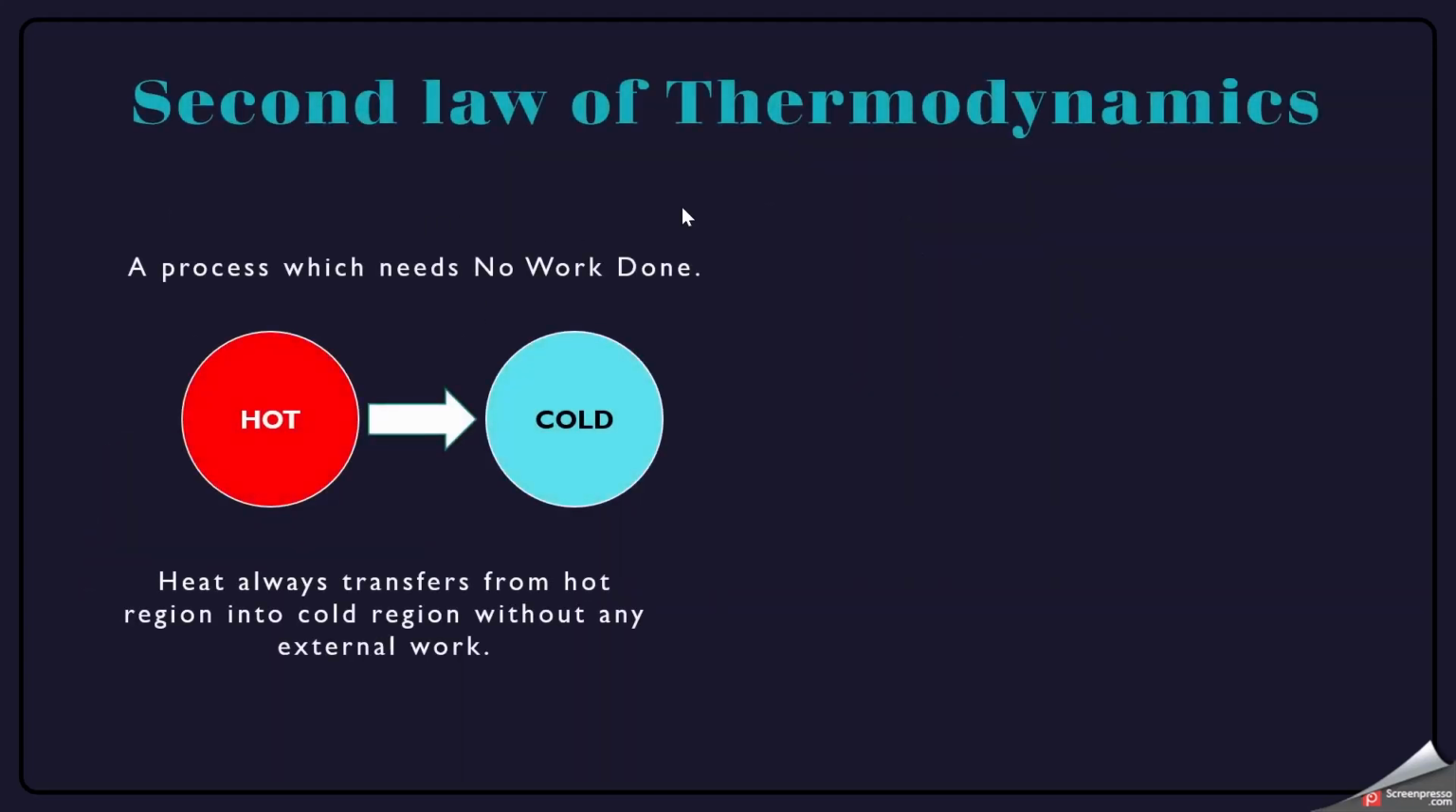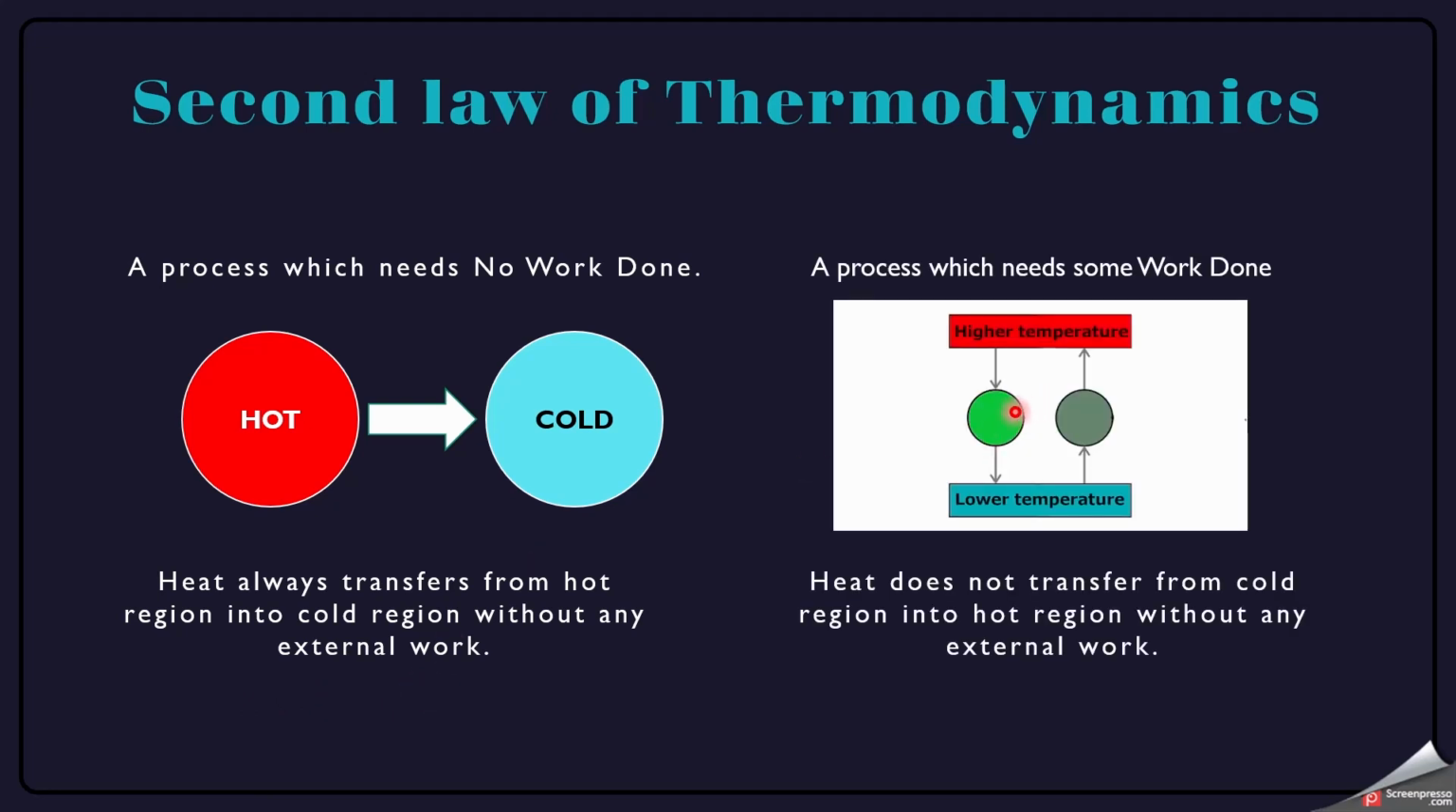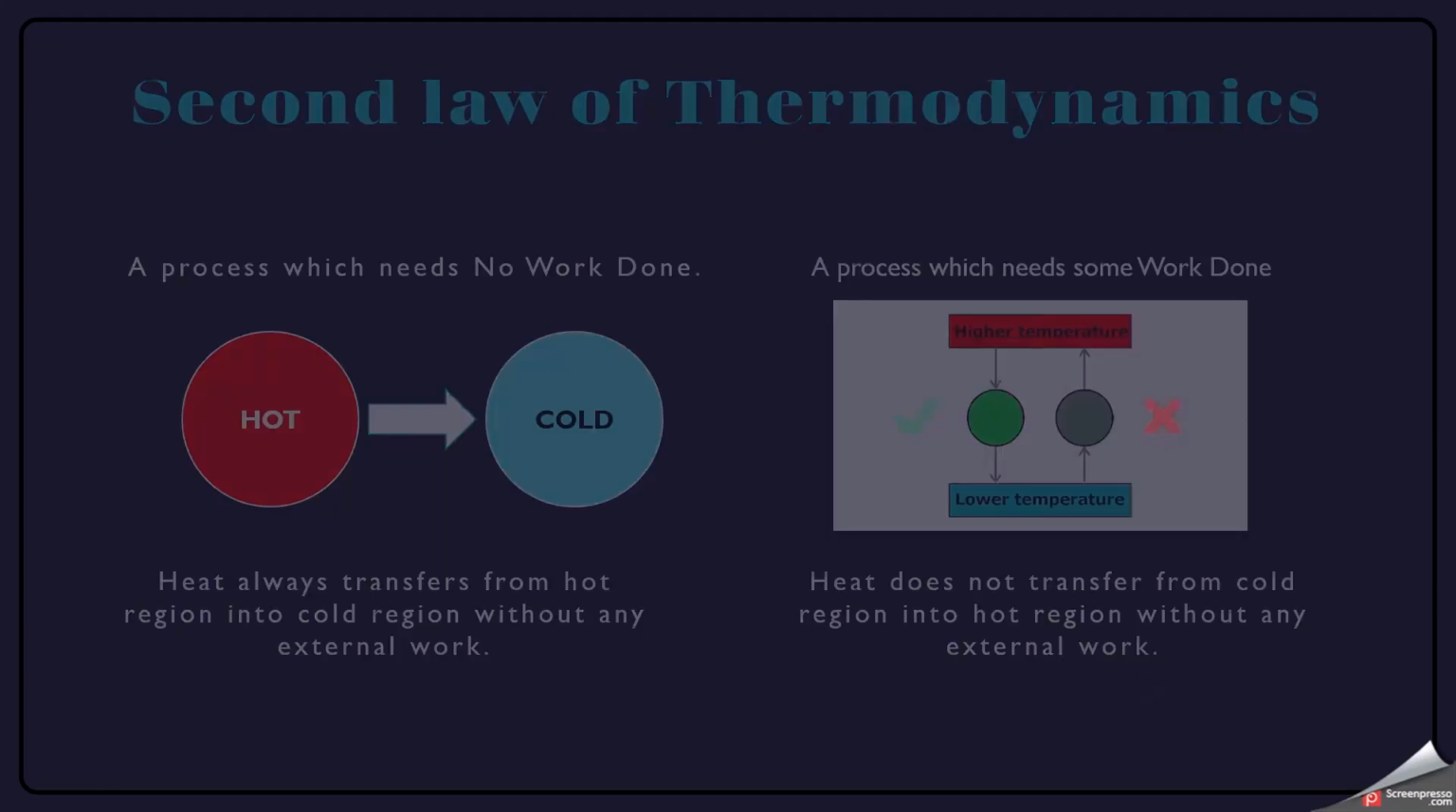Next, second law of thermodynamics. A process which needs no work done. Earlier we have seen an example where the hot coffee automatically cools down to room temperature without any external work. Likewise, here also we can see that heat always transfers from a hot region into a cold region without any external work. But it is not possible to transfer heat from a cold region to a hot region without any external work, and the same is explained by Clausius.